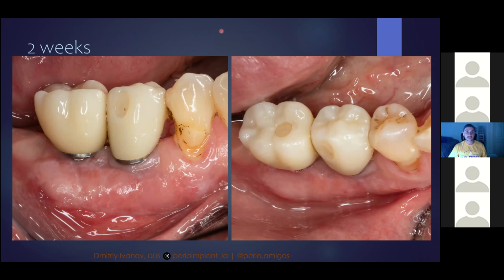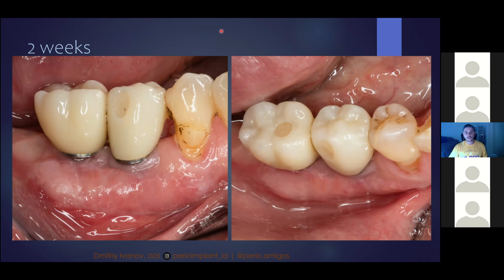It's a very quick process, so it's not like waiting for a bone to grow. The process of free gingival graft healing is extremely quick. At 1 week, you already cannot do much to the graft. You cannot tear it off. It's completely vascularized and attached.